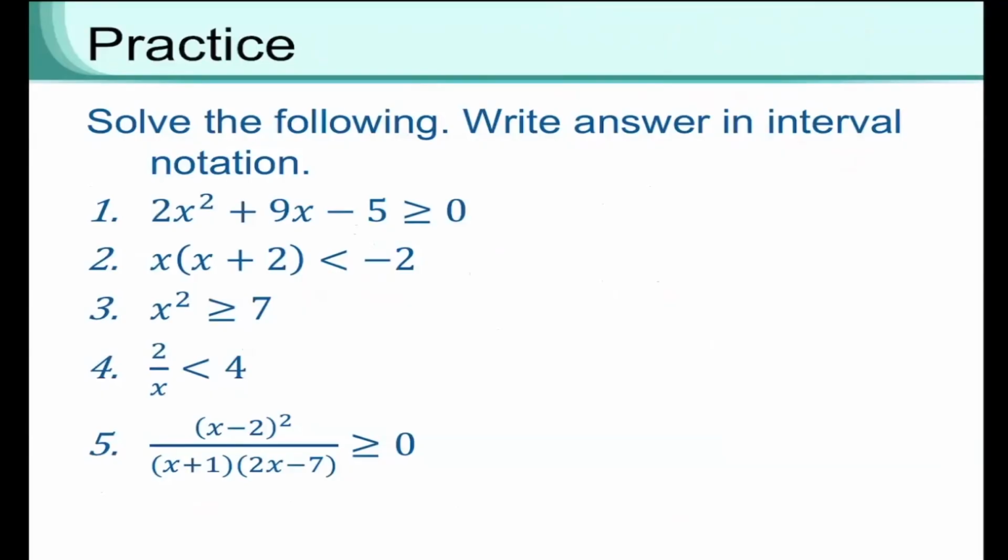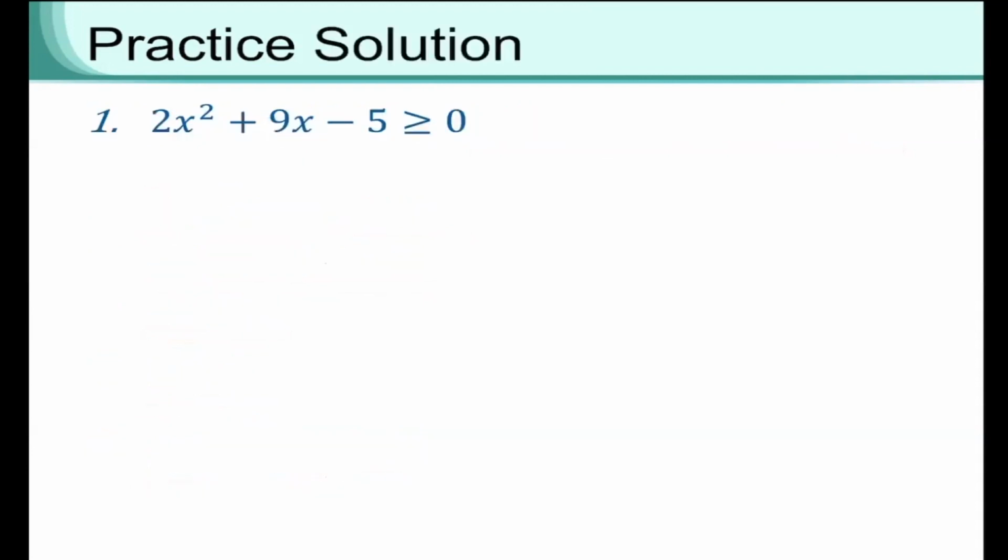Let us solve the following. Write the answer in interval notation. So we have here 2x squared plus 9x minus 5 greater than or equal to 0. x times x plus 2 is less than negative 2. x squared greater than or equal to 7. 2 over x less than 4. And then (x minus 2) quantity squared all over (x plus 1) times (2x minus 1) greater than or equal to 0. Let's start with the first problem.